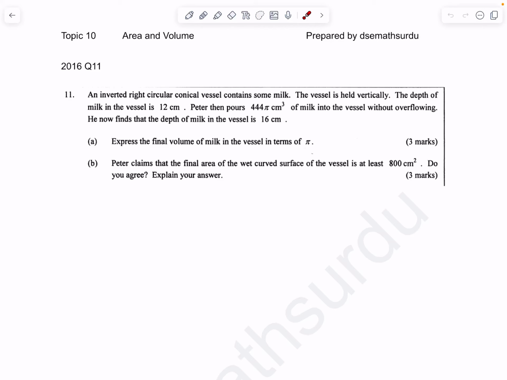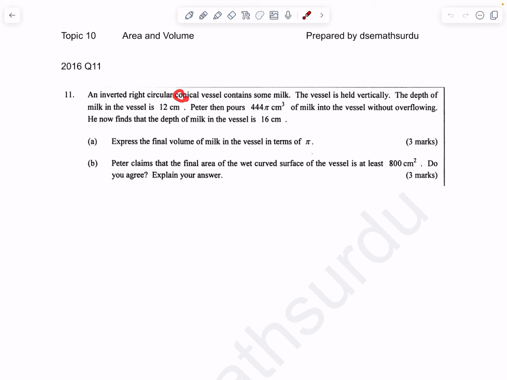In this video we will be doing an area and volume topic. We will be doing 2016 DSE past paper question 11 long question. Now what's written in here, please try to understand it and draw the figure because they did not give you a figure. Okay, so an inverted, so opposite conical vessel contains some milk.